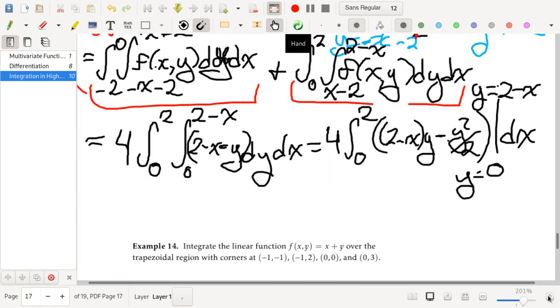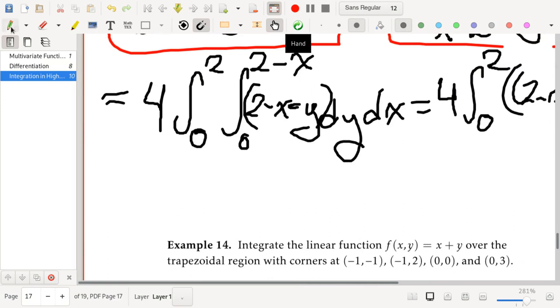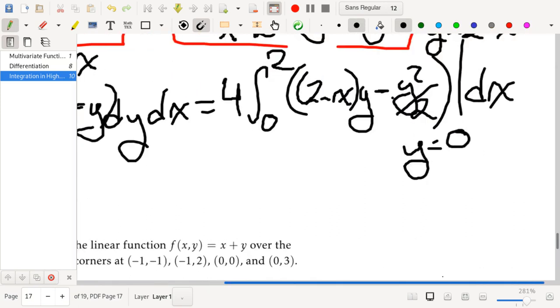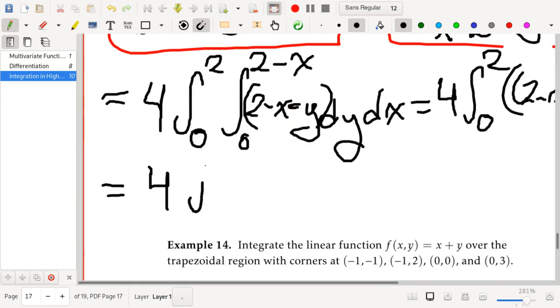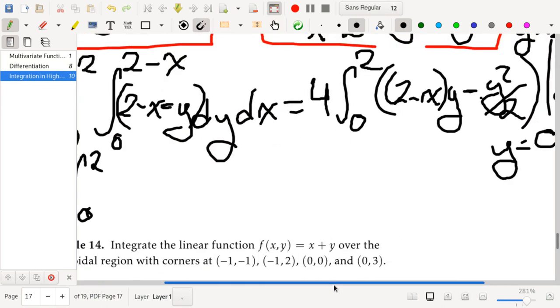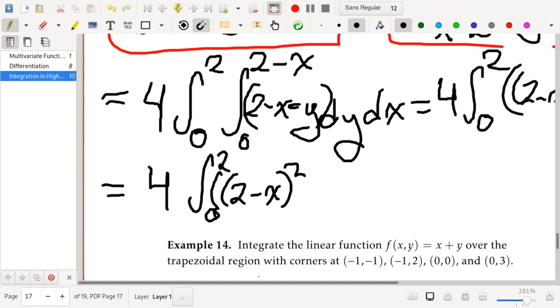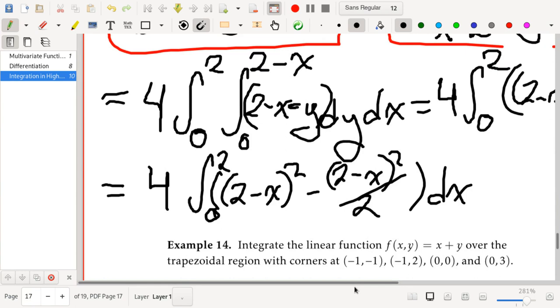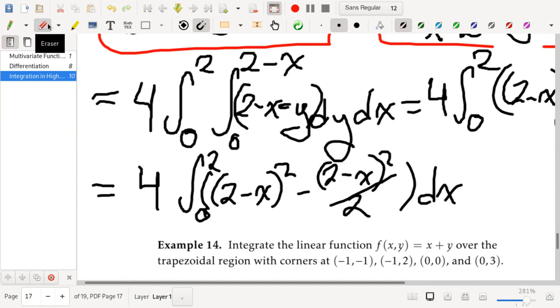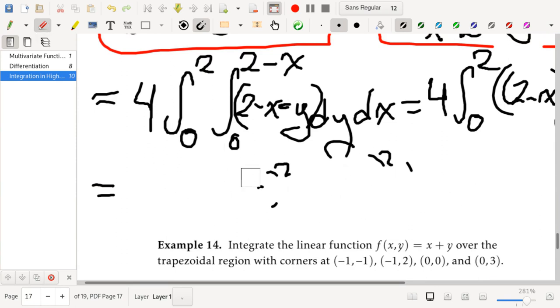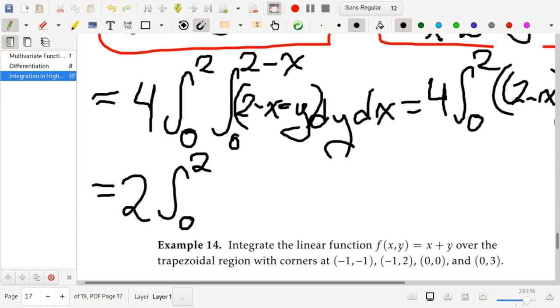All right, so what is that going to be? I'm going to need more space. So that's going to be 4 times the integral from 0 to 2 of 2 minus x squared minus 2 minus x squared over 2 dx, and the lower end is 0. I can rewrite that whole thing after I evaluate it and say that this is equal to 2 times the integral from 0 to 2 of 2 minus x squared dx.